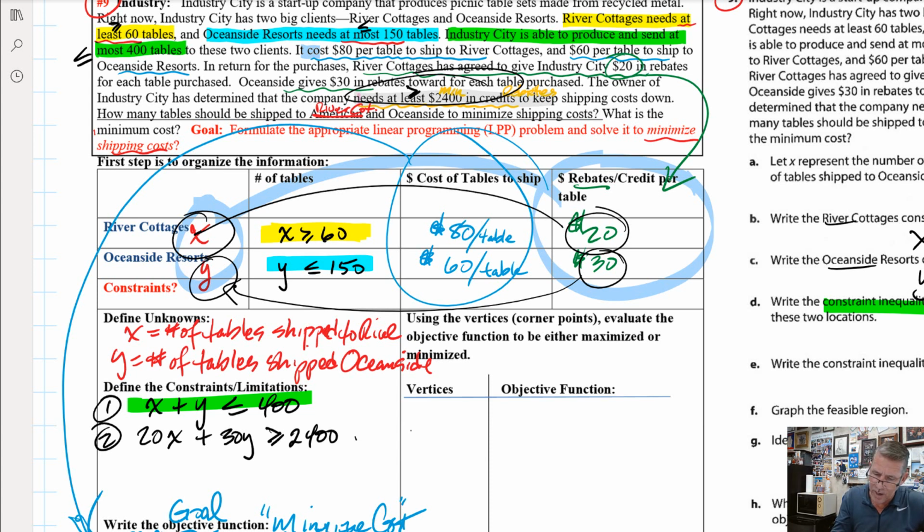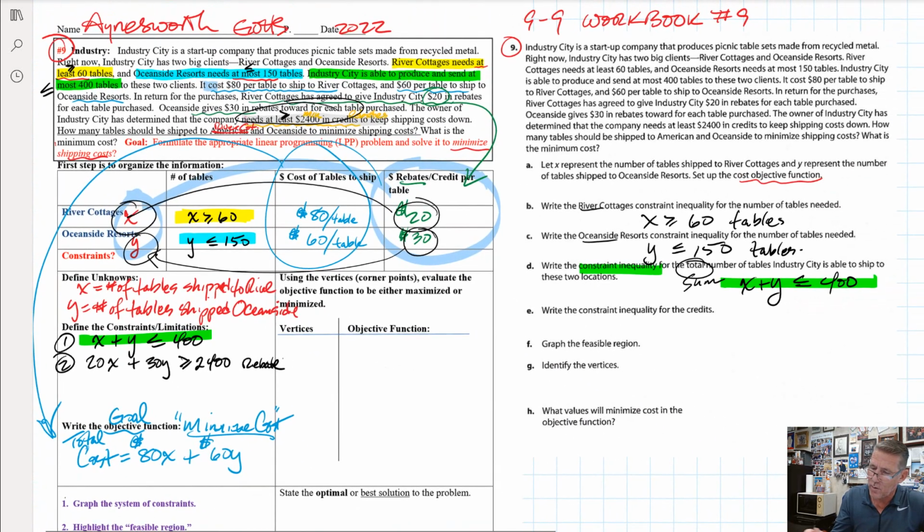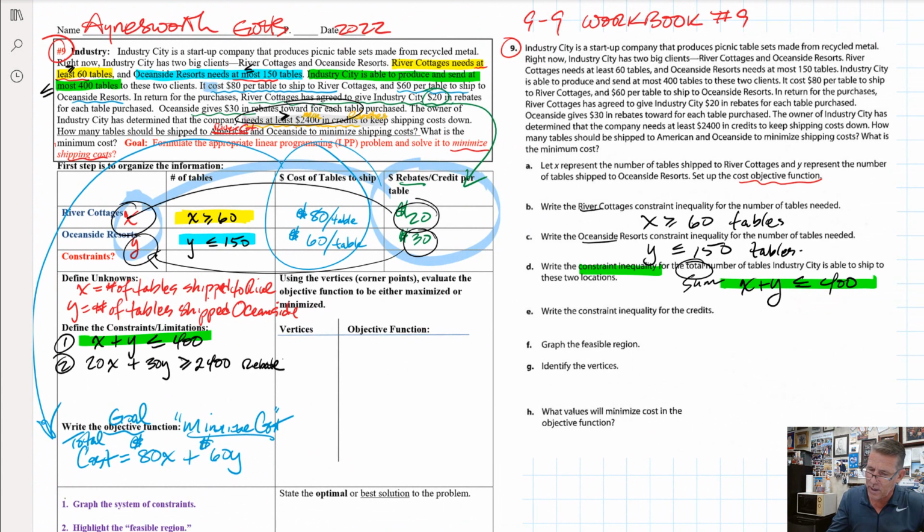Okay, and this is the rebate constraint. And that's what the book was talking about in part E. So in part E here, it's going to be 20 times X plus 30 times Y. It's got to be greater than or equal to 2,400 because it says at least. At least means that or more. So you really have to pay attention to the wording here.